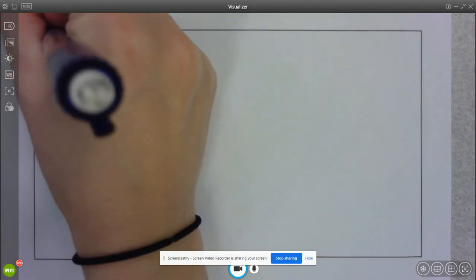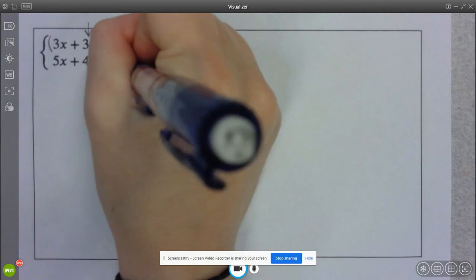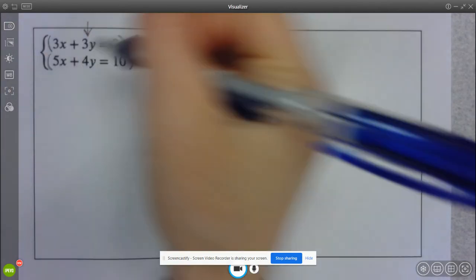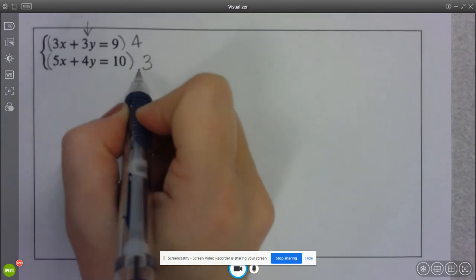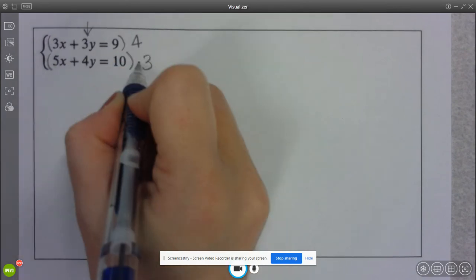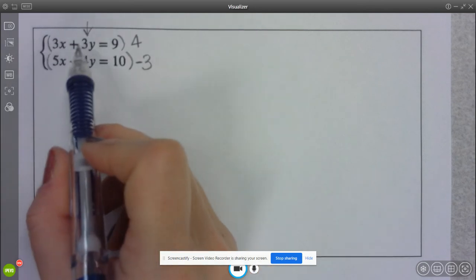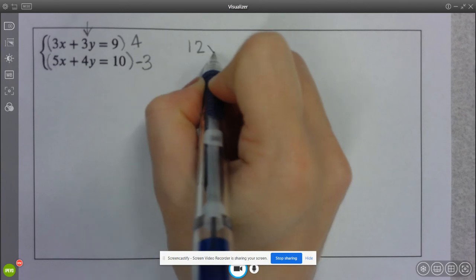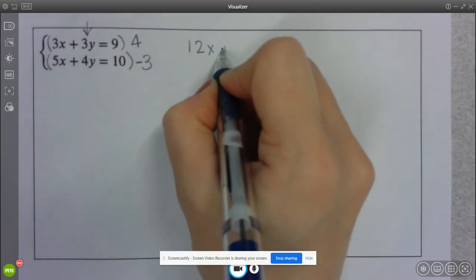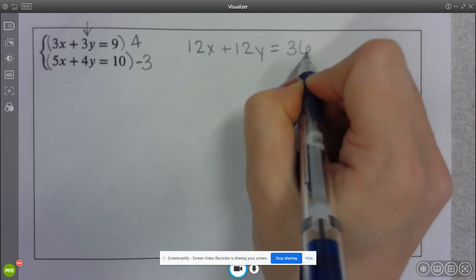So in order to make 3 look like 12, I need to multiply by 4. And in order to make 4 look like 12, I need to multiply by 3. Now, one of these has to be negative because right now both of my y's are positive. It does not matter which one you choose. So now I'm going to go ahead and start multiplying. So 3 times 4 gives me 12x. 3 times 4 gives me 12y. And 9 times 4 gives me 36.